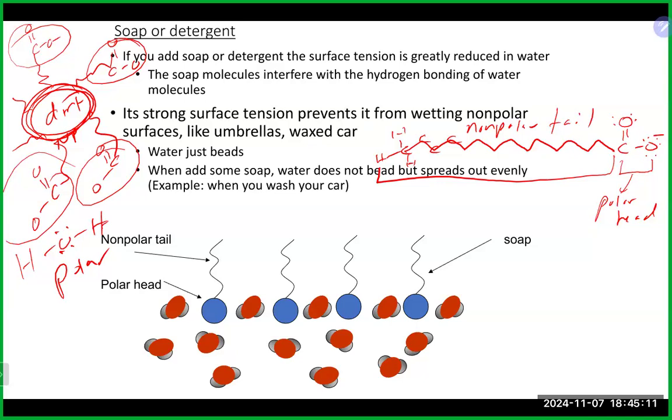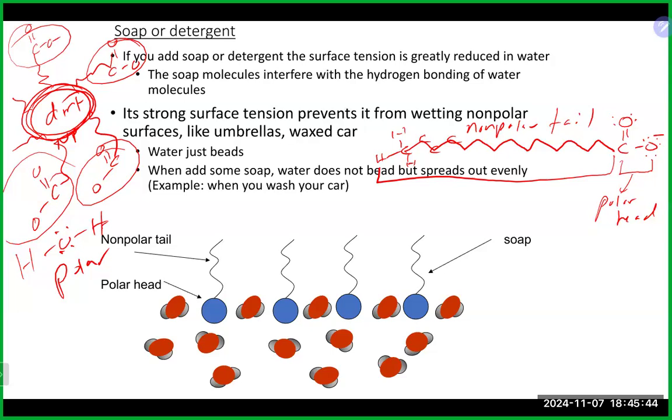Now, when we wash our car, for example, we usually put water on our car. If you have a car that's nicely waxed, and wax is non-polar, you typically will see water start to bead, right? That's because they're not going to be able to interact with one another. Also, if you have an umbrella when it rains, the water will typically bead off of it as well because it's non-polar.